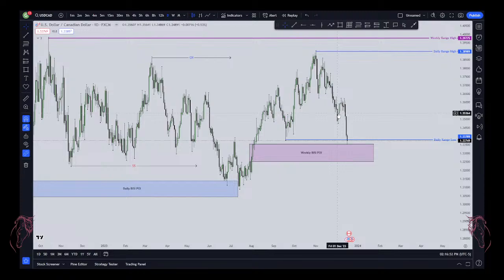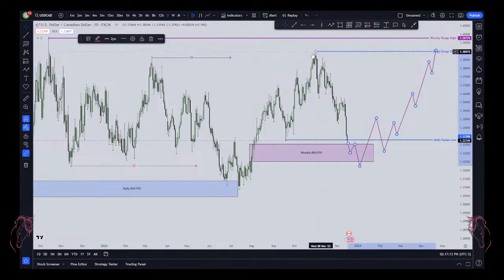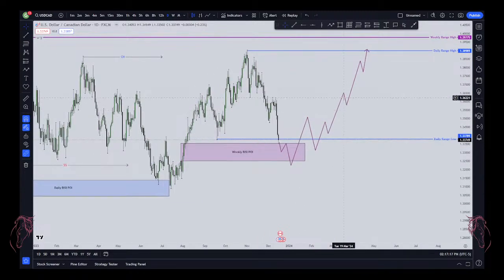Okay? So again, just a quick recap. I want to see price consolidate a little bit, sweep sell side, retest this order block right here, which is my extreme area of interest, shift in market structure, retrace, and then continue going higher, taking out this daily range high. Okay, that's what I'd like to see price doing.